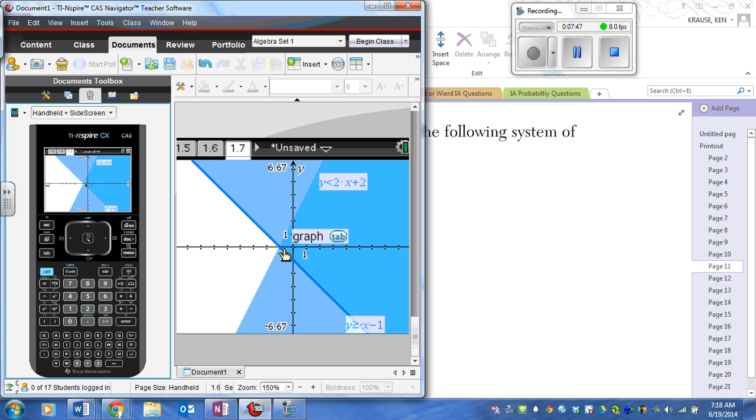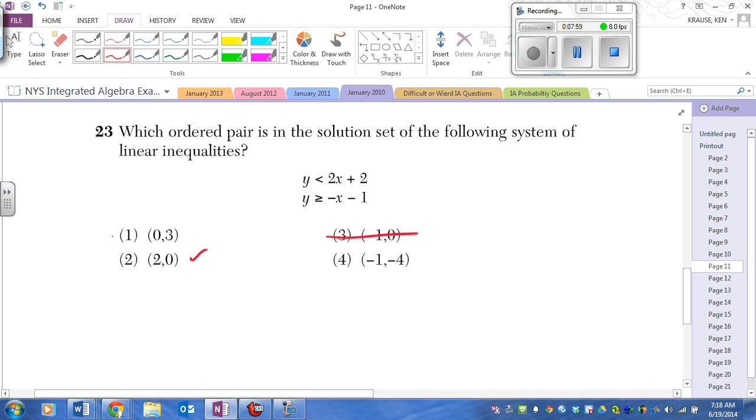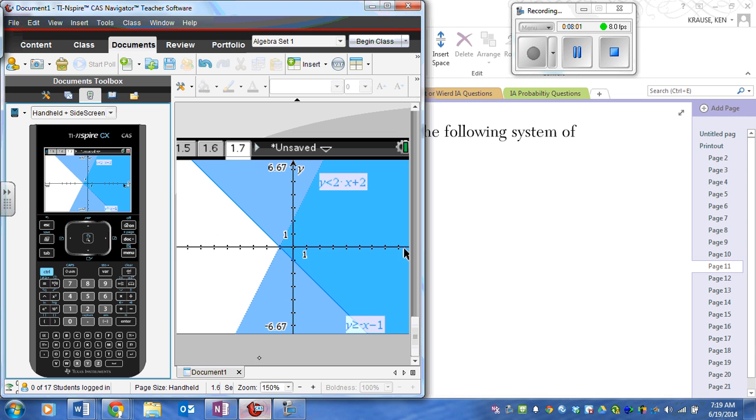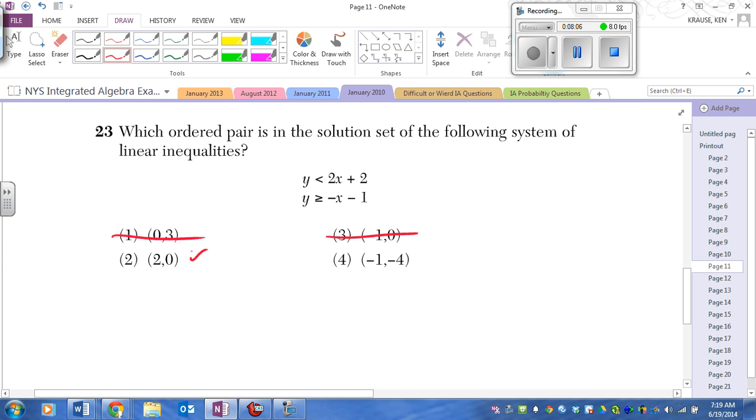-1, 0. That's where they intersect, and a lot of kids are going to pick that one, but that's not it, because notice this is a dotted line, and this is solid. So a dotted line means it can't be that one. No. -1, -4 is down here somewhere, so it doesn't make any sense. So this is the right answer.